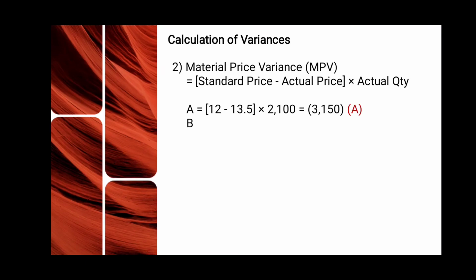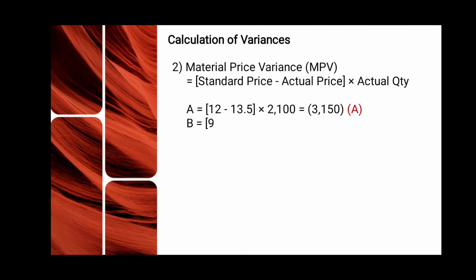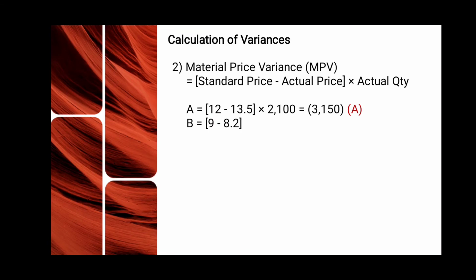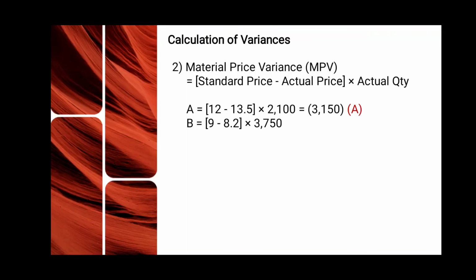For material B, standard price is 9 minus actual price, which is 8.20 into actual quantity, which is 3,750, which will be equal to rupees 3,000. So we'll mark it as F.